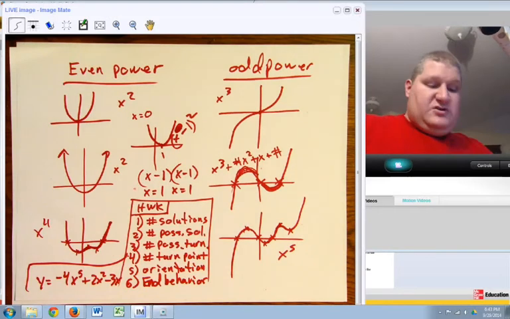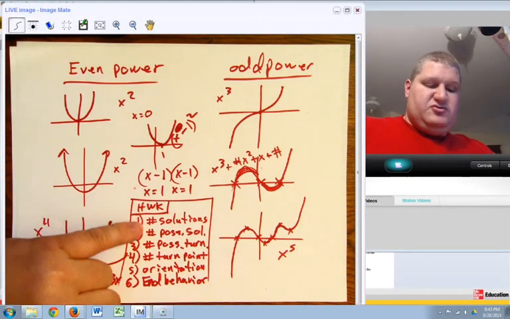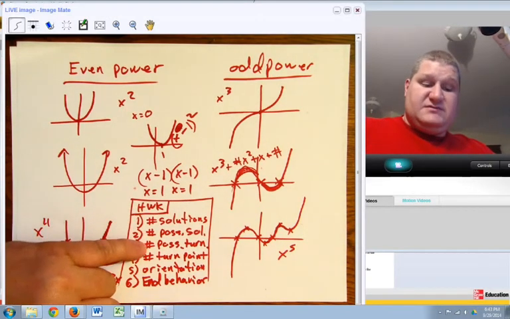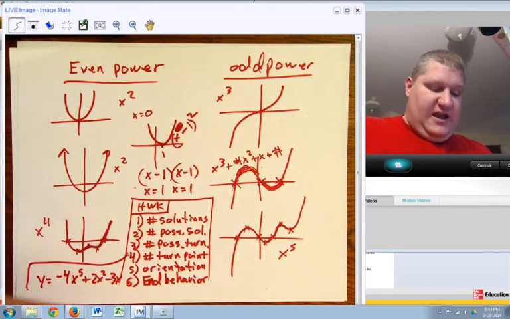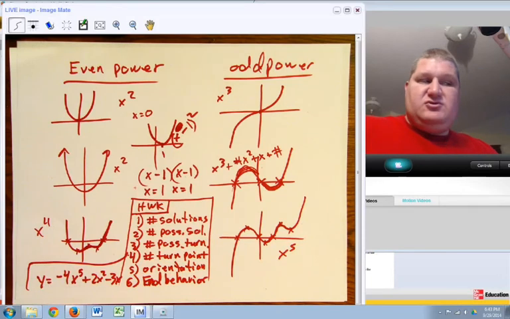Okay, there's the problem. I need you to tell me the number of solutions, number of possible solutions, number of possible turning points, actual number of turning points, the orientation, the end behavior of this graph, and be able to explain why based on information from the equation.